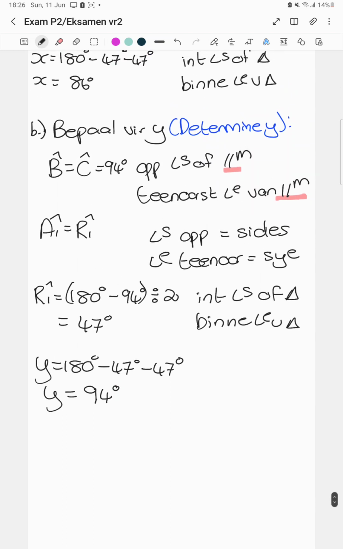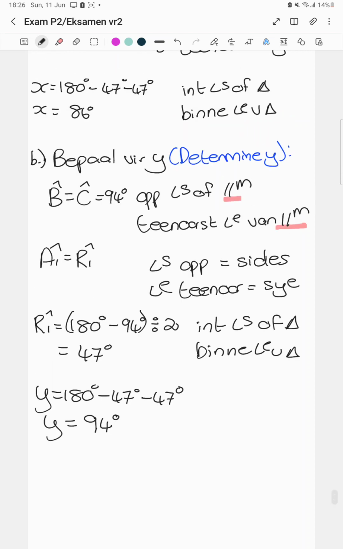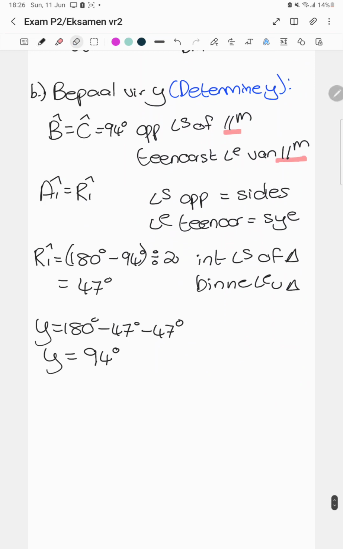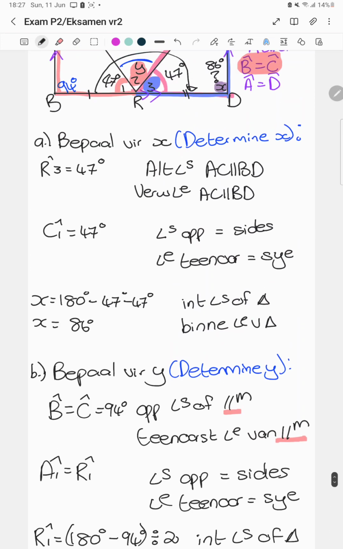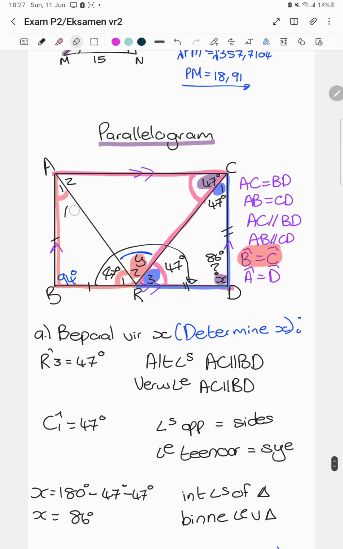Okay, just quickly let's fix a mistake. This here should have been 43 degrees, not 47 degrees, which means that this has to be 43. Let's quickly go back. So then this is 43 and 43.